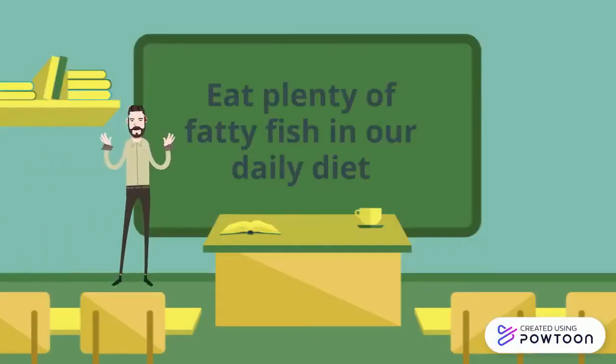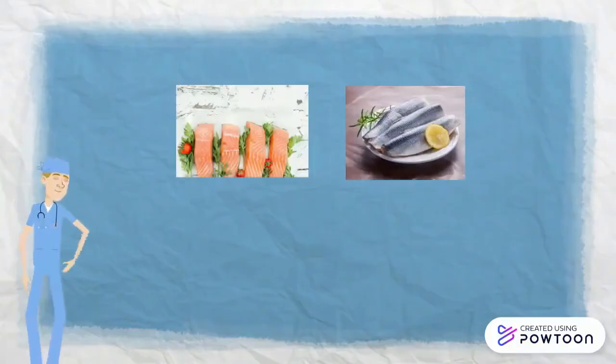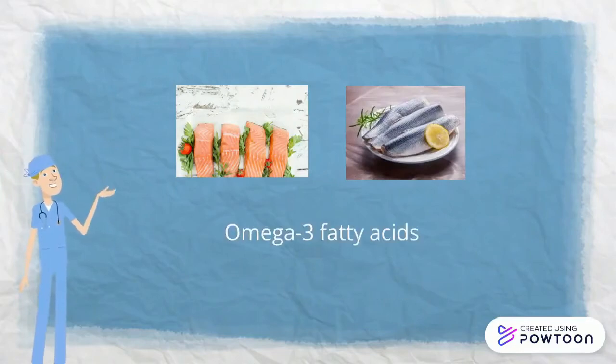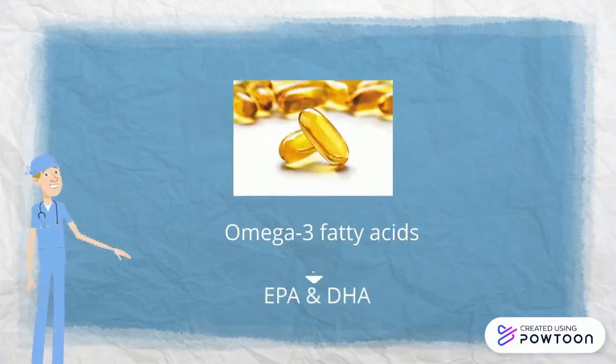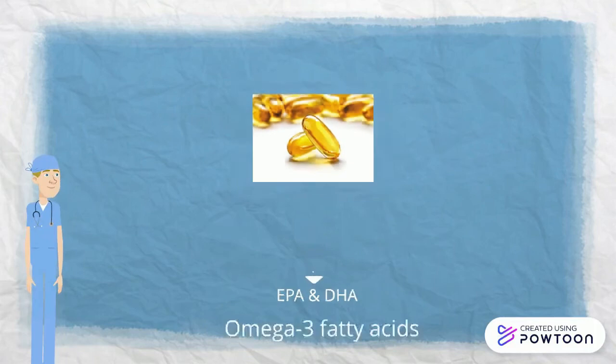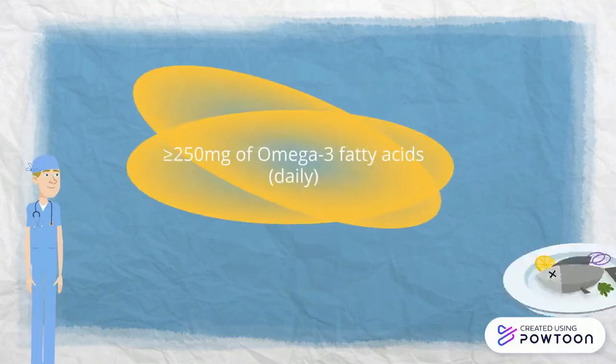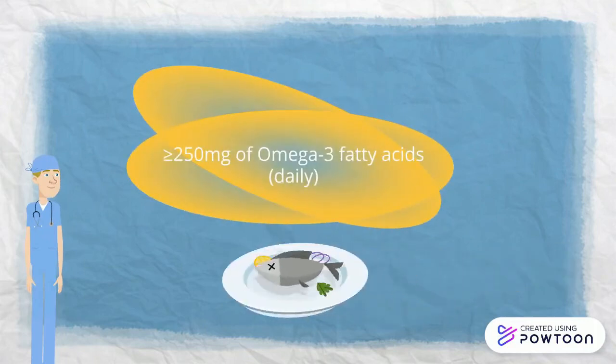Second, eat plenty of fatty fish in our daily diet. For example, salmon and herring are high in omega-3 fatty acids, which are anti-inflammatory. Fish oil supplements can help to get enough omega-3, and the main ones are EPA and DHA. It is recommended to get at least 250 mg of omega-3 fatty acids daily from food.